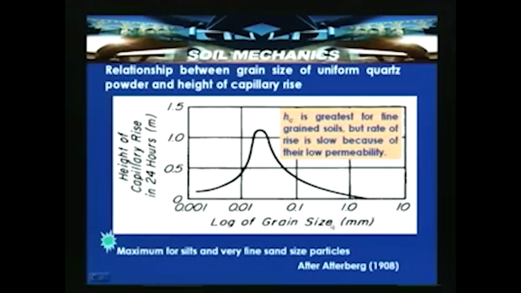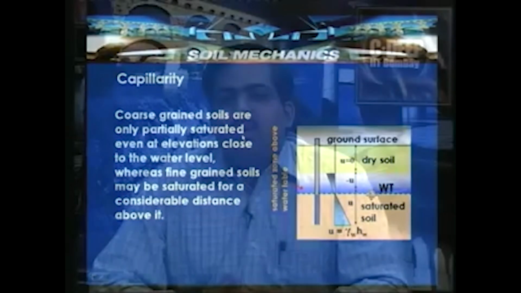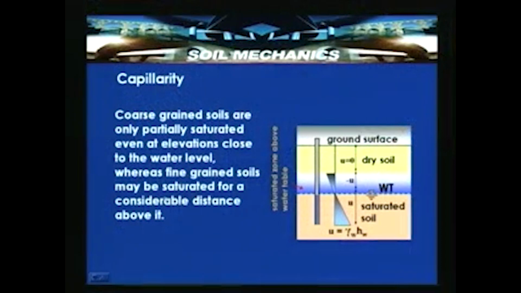Whereas for certain soils like silt grade and very fine particles, the rise is very high. You can see that the maximum is for the silt size and very fine sand particles. So, how far can this phenomenon affect the effective stress? That we have to understand now. Coarse grained soils are only partially saturated even at elevations close to the water level, whereas fine grained soils may be saturated for a considerable distance above it.